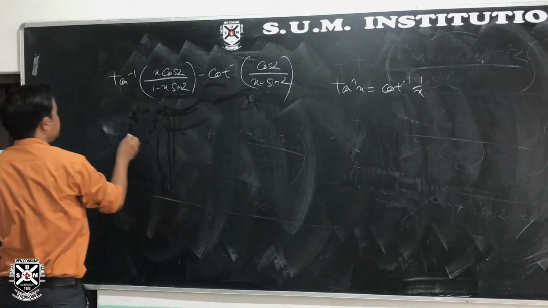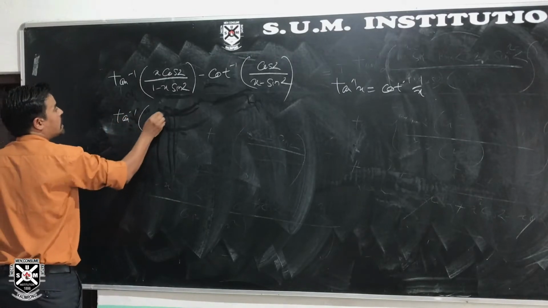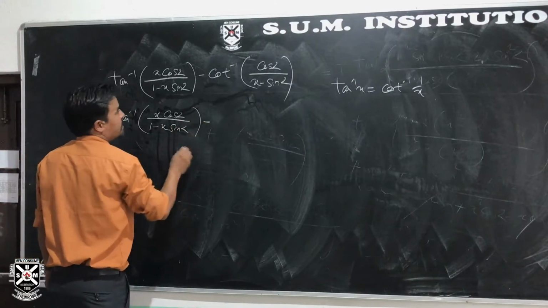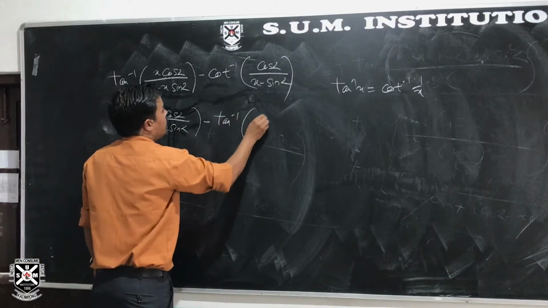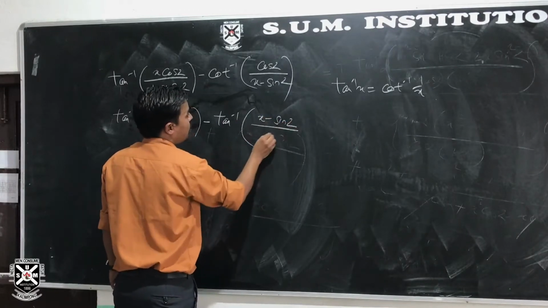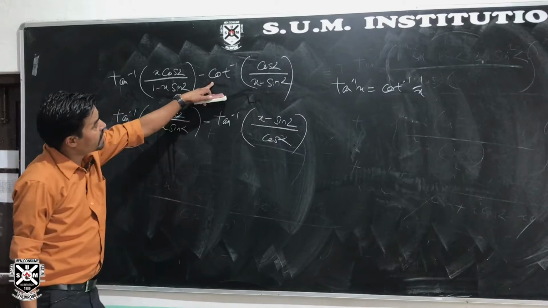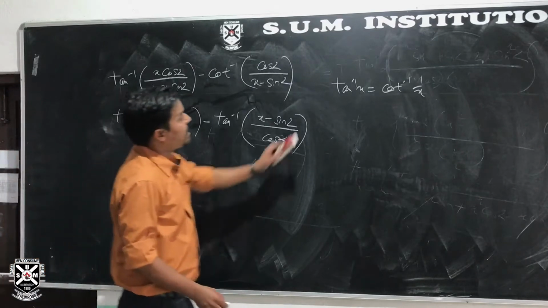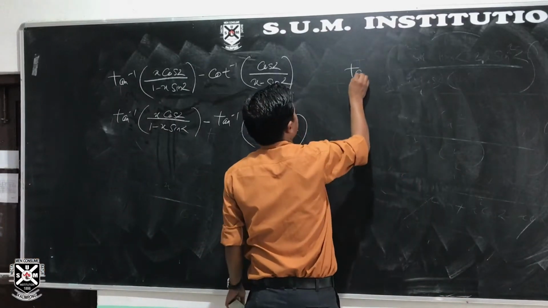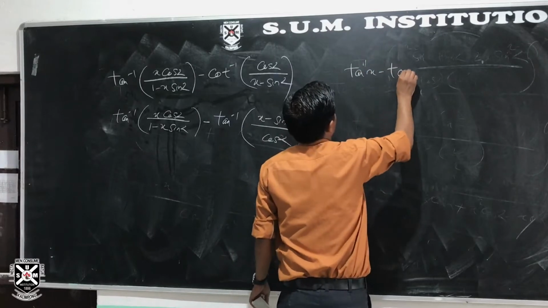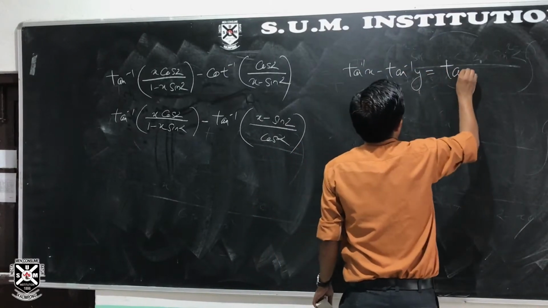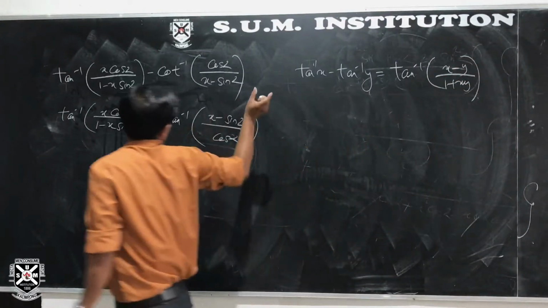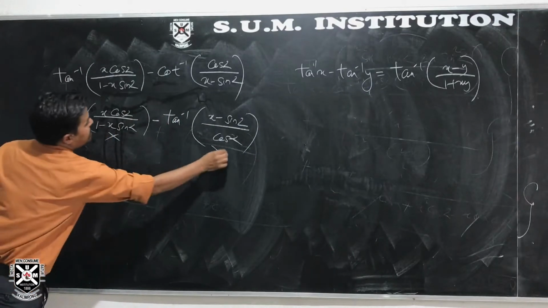Using this relation here, we get tan inverse of x cos alpha upon 1 minus x sin alpha minus tan inverse of x minus sin alpha upon cos alpha. That is, using cot inverse x is the reciprocal of tan inverse x, it will invert. Now, using another relation: tan inverse x minus tan inverse y is equal to tan inverse of x minus y upon 1 plus xy. So, we are using this relation here. This is x and this is y.